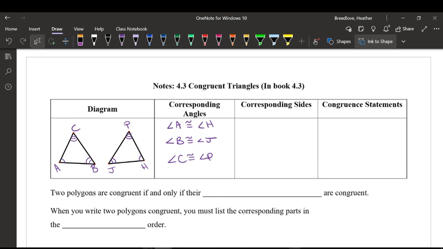Alright, so corresponding sides, we have to match up the letters again. So if I have from A to B, if I mark that with 1, and I know angle A is the same as angle H, then from H to J I would mark with 1, because B has 2 and J has 2. So I could say segment AB is congruent to segment HJ. And the way I listed the letters is important.